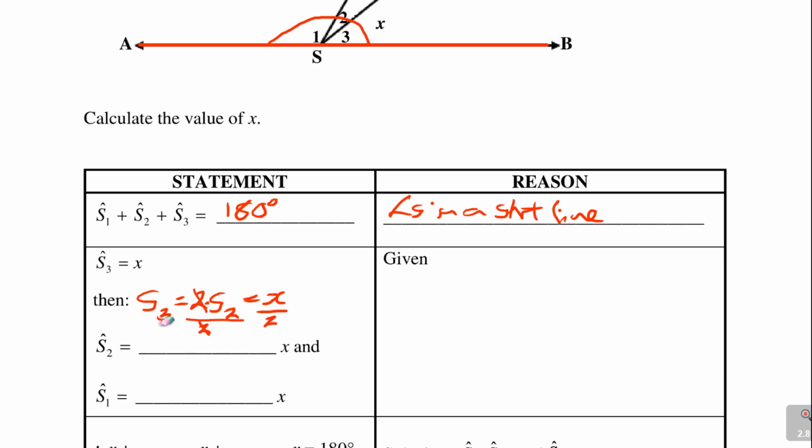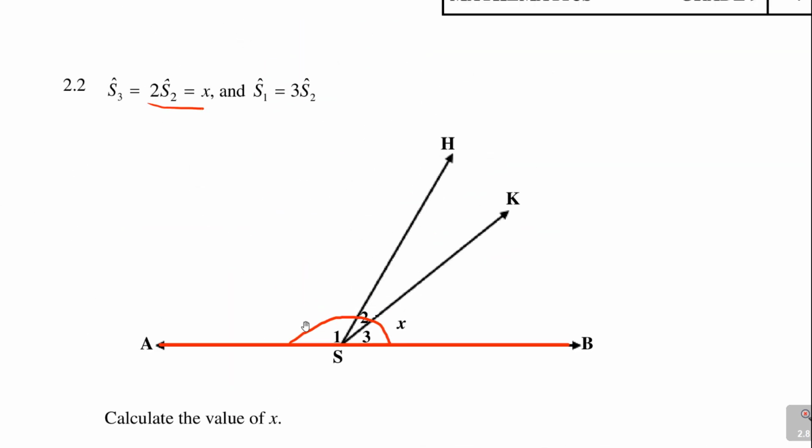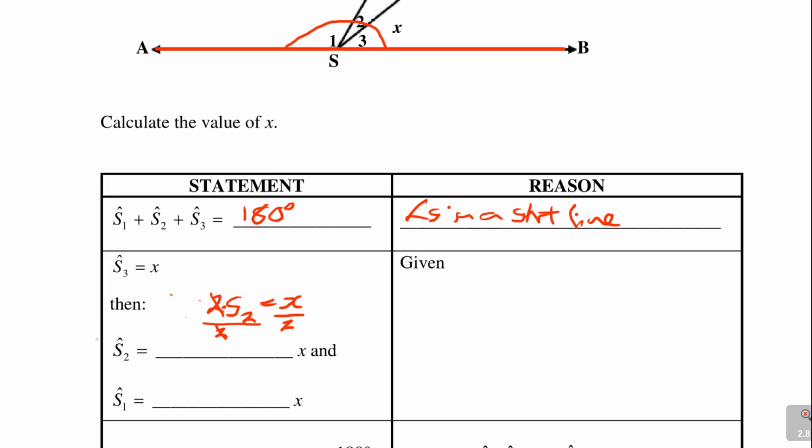We can actually remove even this S3 here, because they are giving us that 2S2 is equal to X. So if you divide by 2, what is S2? S2 is equal to X over 2, which they can also write like this, half X. But they've given us the X already, so S2 is equal to 1 over 2X, like this. 1 over 2X. But we have the X there already.